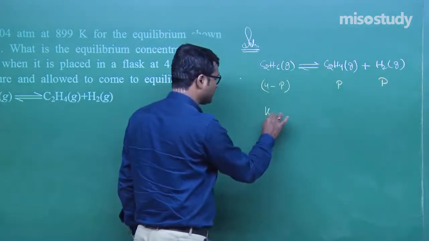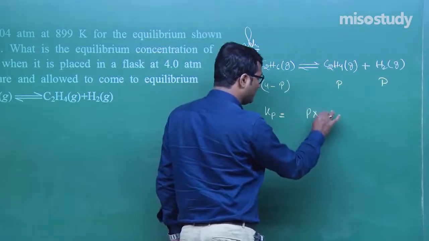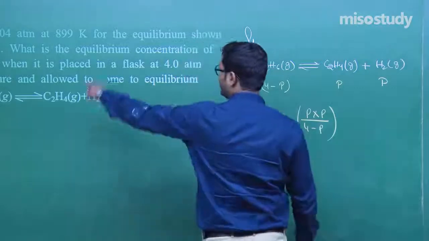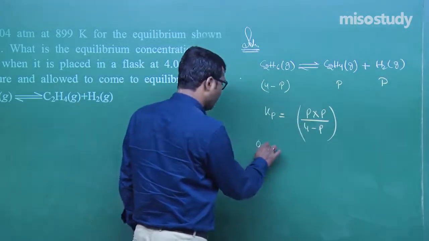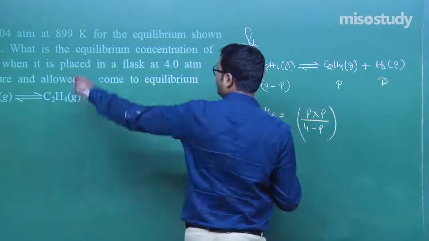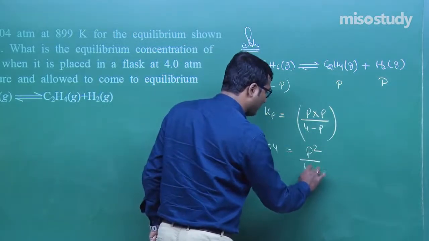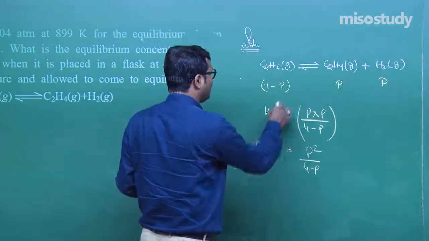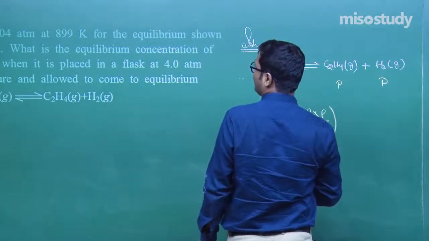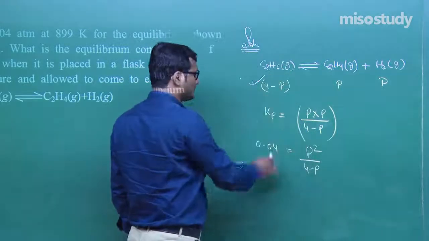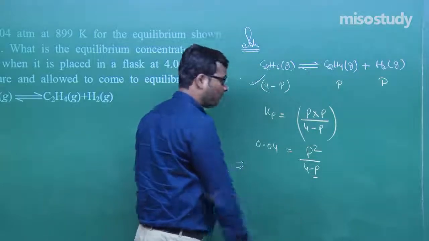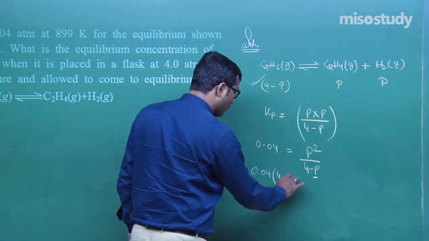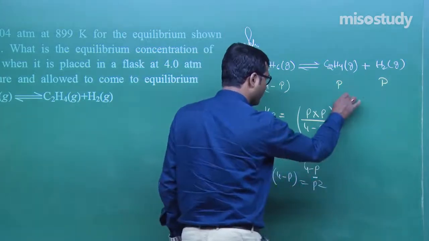Now what is the formula for Kp? Kp is equal to P into P upon 4 minus P. Am I right? Yes. Kp is given, my friend, that is 0.04, and the value is P square upon 4 minus P. Am I right? Yes sir. What do we need to find? We need to find the value of 4 minus P, so first of all we have to find the value of P. So we can write 0.04 into 4 minus P is equal to P square, my friend.